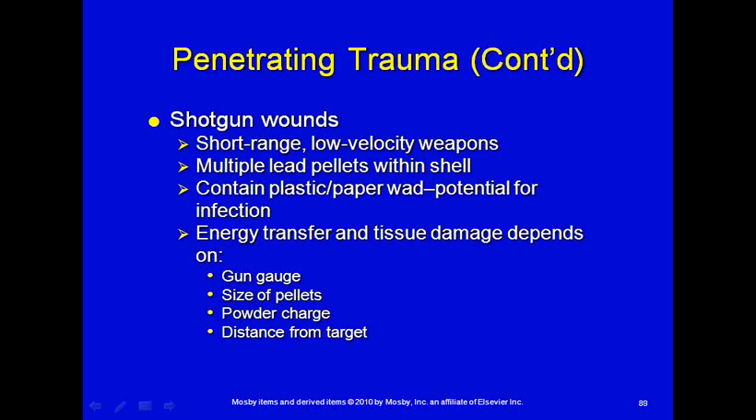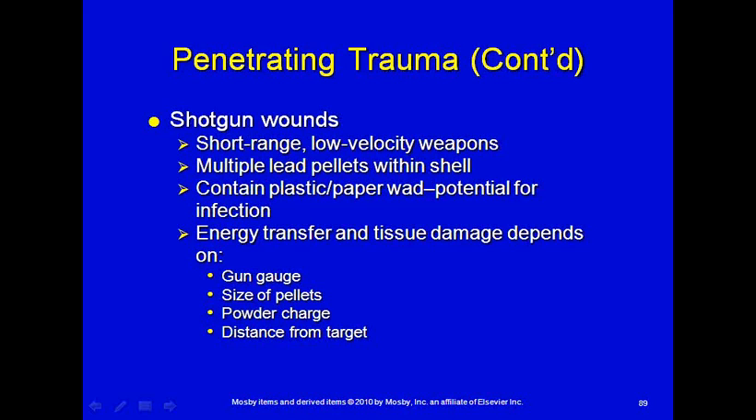Shotgun wounds: short range, low velocity weapons, multiple lead pellets. They can be steel, they can be lead, inside a shotgun shell. They contain a plastic or paper wad, which if it gets into the wound certainly is a potential for infection. The energy transfer and tissue damage depends on the gun gauge. The larger the number, the smaller the shell. So a 20 gauge is much smaller than a 12 gauge.